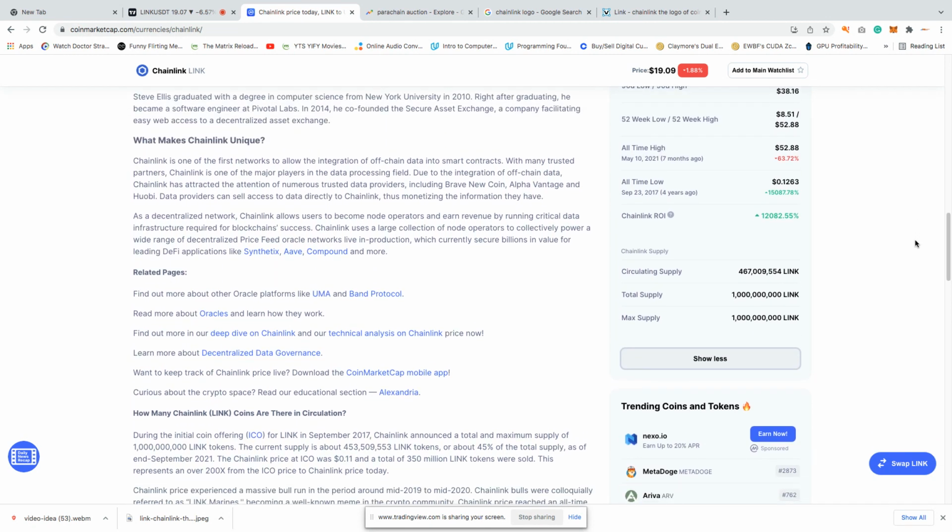Chainlink is one of the first networks to allow the integration of off-chain data into smart contracts. With many trusted partners, Chainlink is one of the major players in the data processing field. Due to the integration of off-chain data, Chainlink has attracted the attention of numerous trusted data providers, including Brave New Coin, Alpha Vantage, and Huobi. Data providers can sell access to data directly to Chainlink, toward monetizing their information. I know a lot of you talk about how Facebook sells their data and all that. So this is the way they sell it. They sell this data to Chainlink directly, and Chainlink helps them monetize this data.